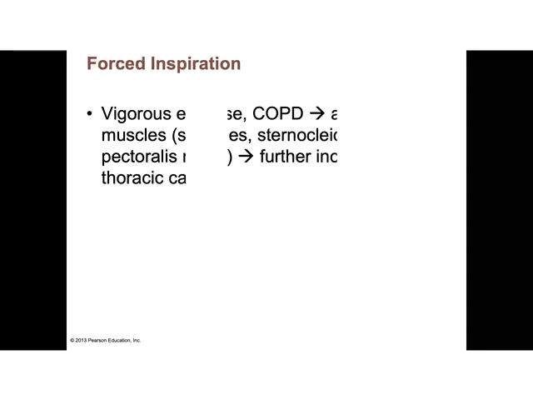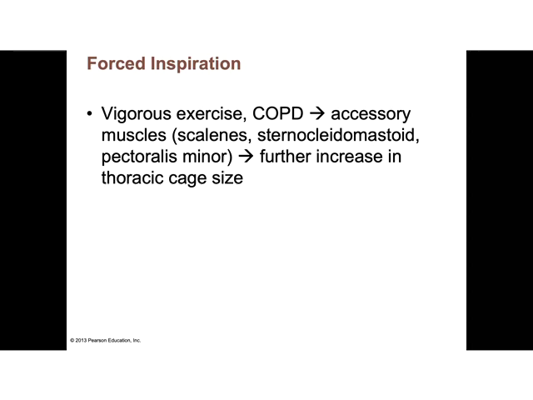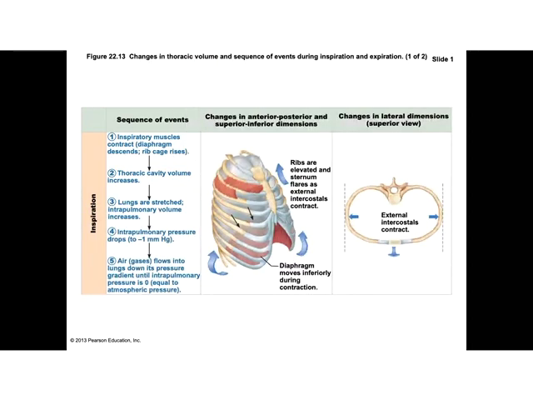Okay? But in forced inspiration, what happens is that accessory muscles come in, and you can see that we expand the size of the thoracic cage even more, and the result is that we're able to pull more air in, and that gets more oxygen into the blood, and that gets more oxygen to the tissues, including the muscles, and we can sustain the activity longer. Okay?